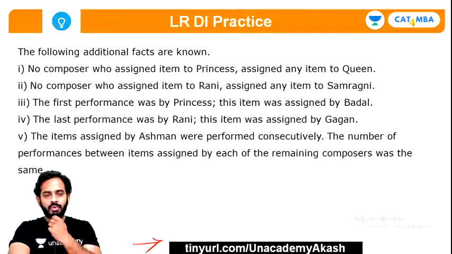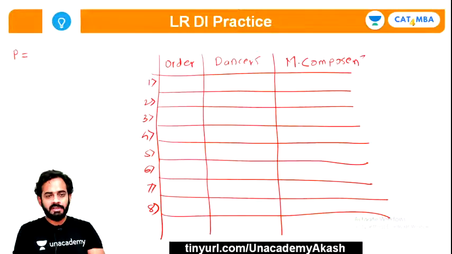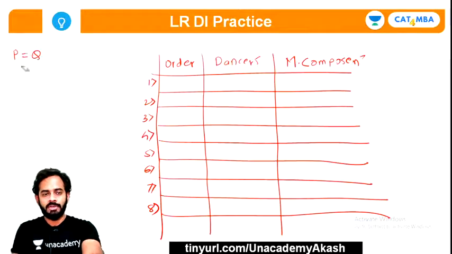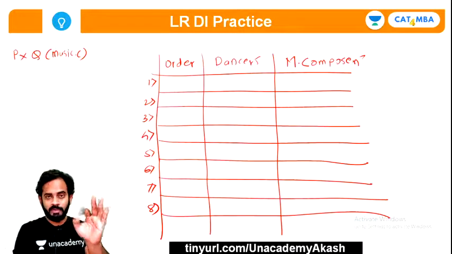Now, no composer who assigned an item to Princess assigned an item to Queen. It means that for Princess and Queen, their music composers cannot be the same. Try to understand this part. For Princess and Queen, music composers will not be the same.